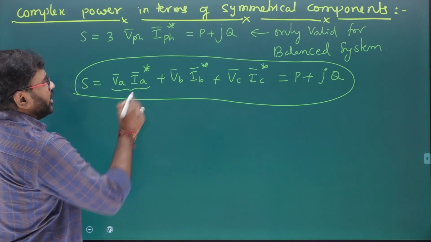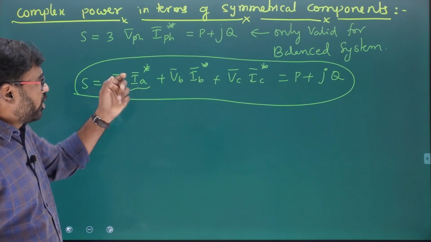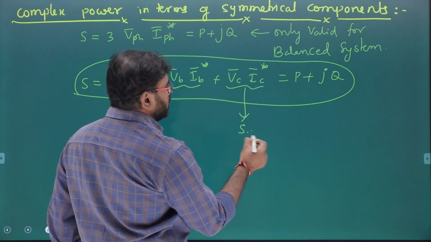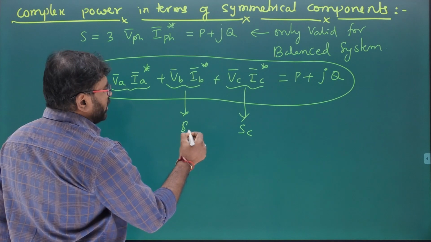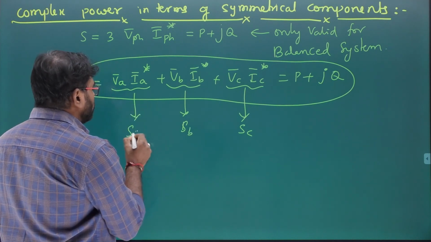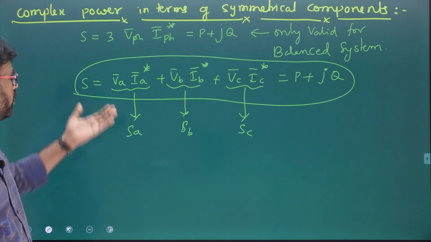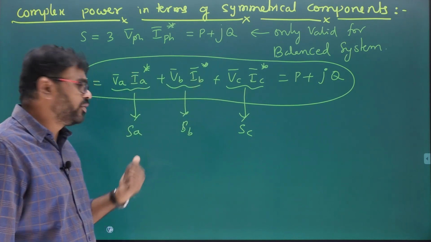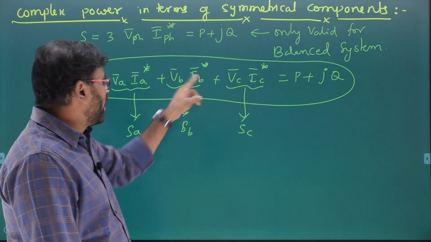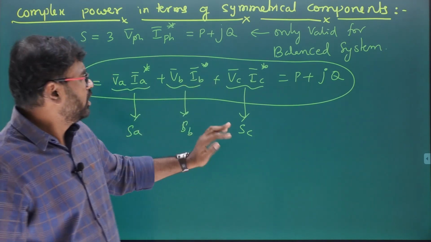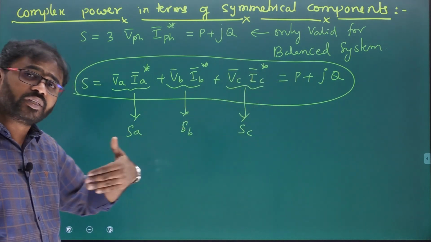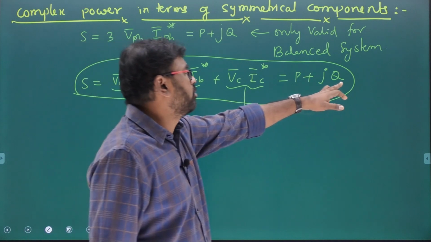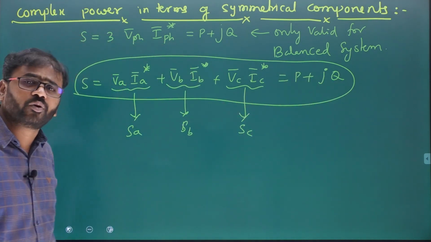So VA IA conjugate is the complex power of A phase, then complex power of B phase, and complex power of C phase, SA, SB, SC. Sometimes they will ask you, what is the active power of A phase for the unbalanced case? VA into IA conjugate. You need to calculate VA and IA, and VA IA conjugate will give you PA plus jQA. VB IB conjugate will give you PB plus jQB. And VC IC conjugate will give you PC plus jQC. So if you add them, that is the total active power of 3 phase plus j times the total reactive power of 3 phase.